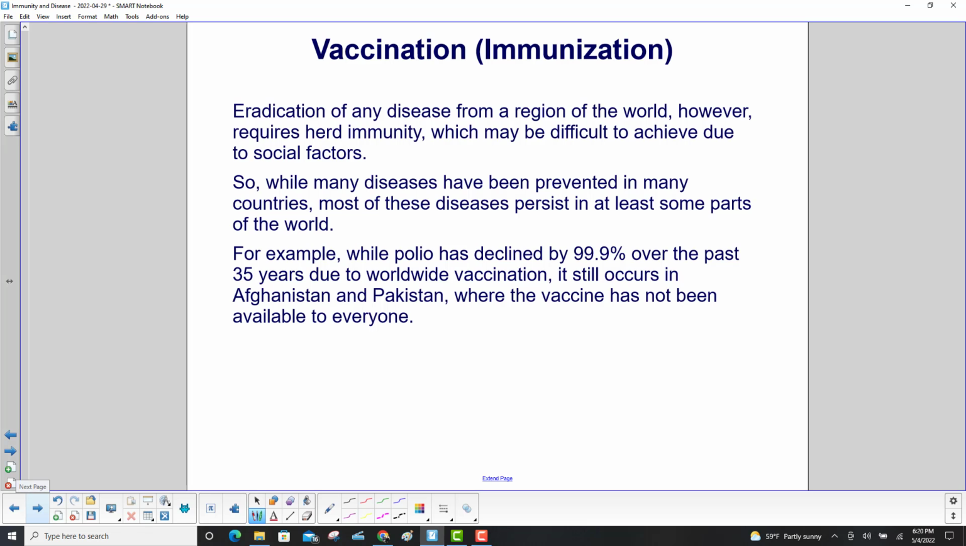Eradication of any disease from a region of the world, however, requires herd immunity, which may be difficult to achieve due to social factors. So while many diseases have been prevented in many countries, most of these diseases persist in at least some parts of the world. For example, while polio has declined by 99.9% over the past 35 years due to worldwide vaccination, it still occurs in Afghanistan and Pakistan, where the vaccine has not been available to everyone.